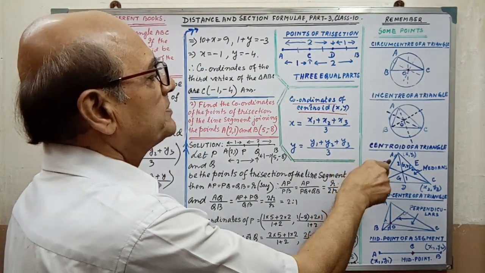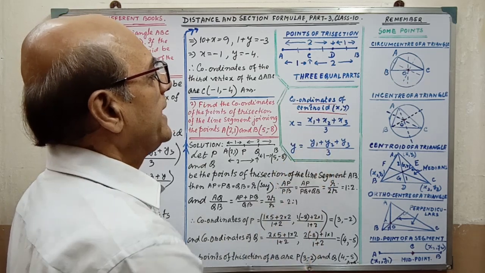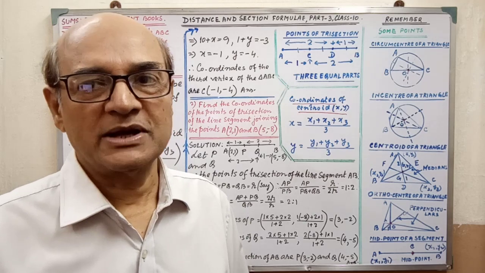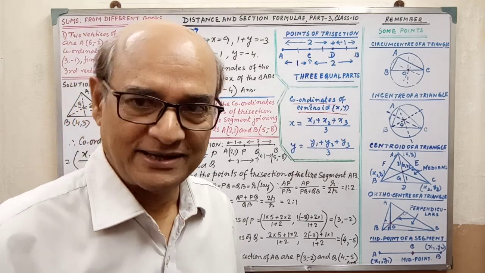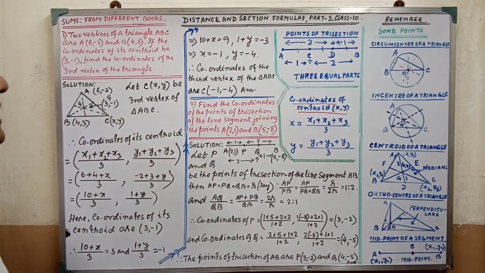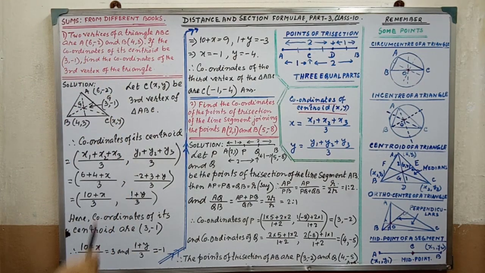In case of centroid, this is the coordinate of the centroid. X equal to x1 plus x2 plus x3 by 3, y equal to y1 plus y2 plus y3 by 3. This you have to remember. On this, two sums are given, that is, this sum from a different book.